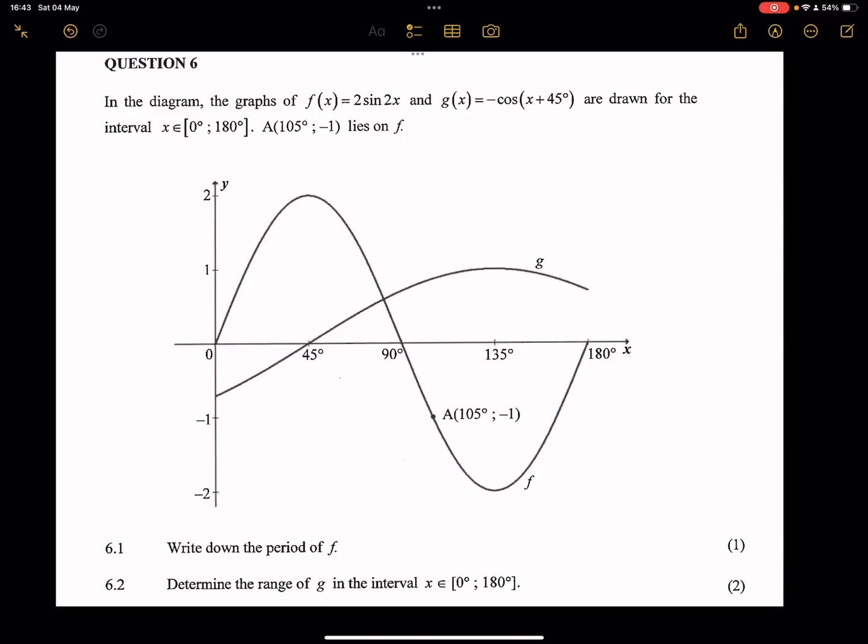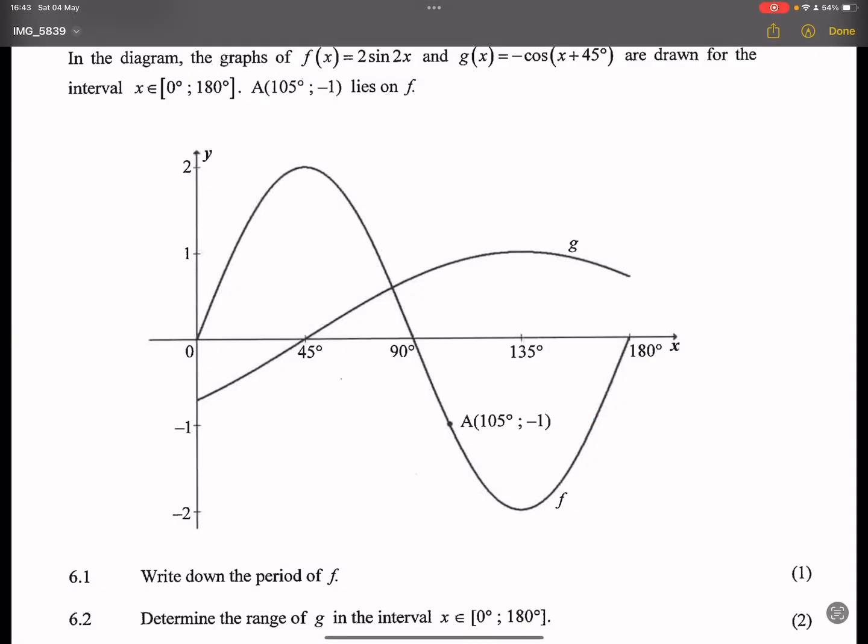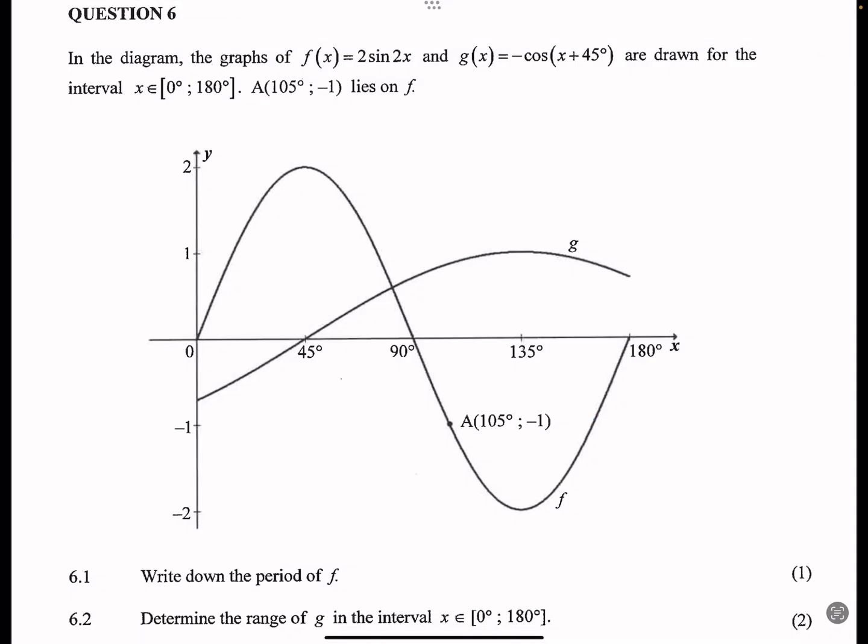We are given a graph there. They say in the diagram, the graph of f of x, which is 2 sine 2x, and g of x, which is minus cos of x plus 45, are drawn for the interval 0 to 180. So they give us the point A there, which is 105 and negative 1, that lies on f. Now they say write down the period of f.